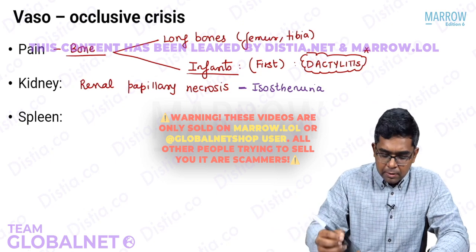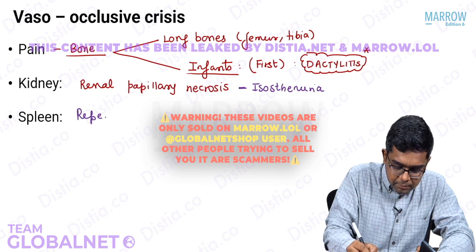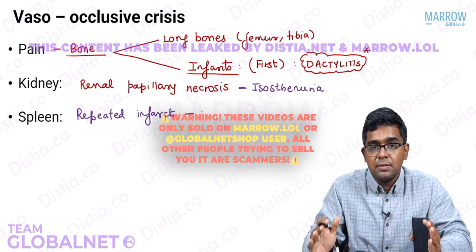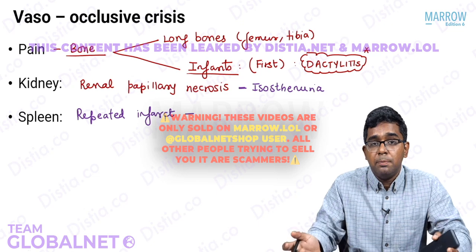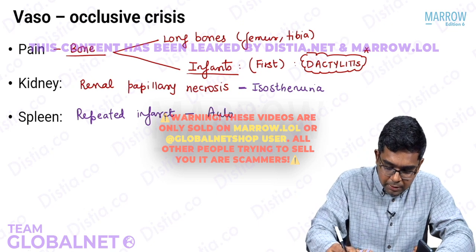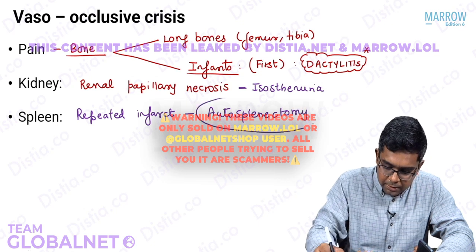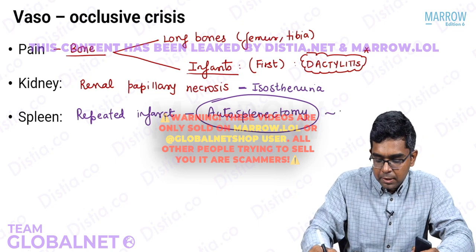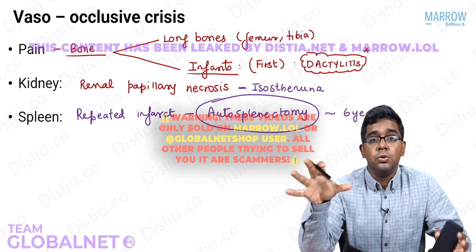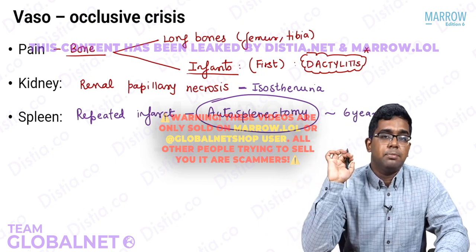Third is spleen. Because of repeated vaso-occlusive crisis, the spleen can undergo repeated infarctions. Because of repeated infarction, the size of the spleen keeps on decreasing, and at one point of time, no spleen tissue is left. This is what we call autosplenectomy. And please remember, autosplenectomy usually happens by the age of 6 years. That is why children with sickle cell disease after 6 years do not usually have a palpable spleen. So what happened? They have asplenia. That is the point to be noted.